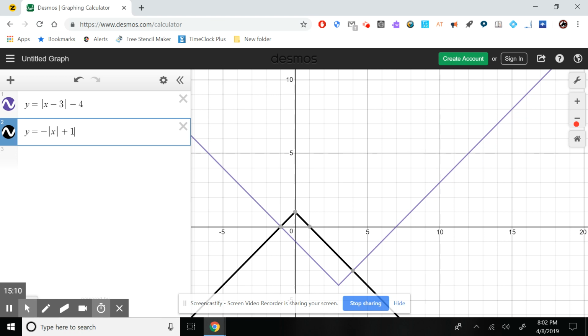Remember, absolute values are very positive. There's something to learn from them. They have a very positive perspective of life. So I hope you're also very positive about the upcoming AZMerit test, and be like absolute value functions. Be positive.